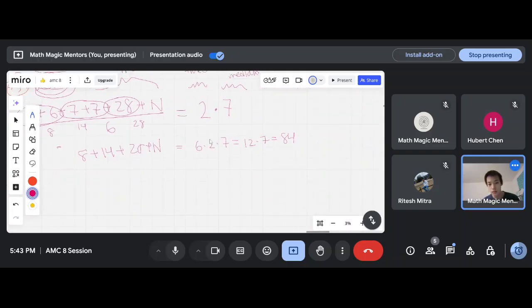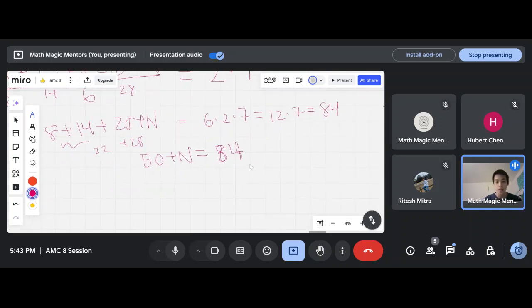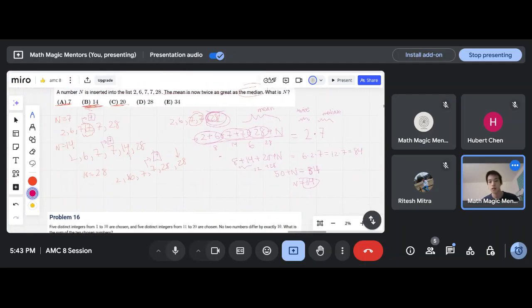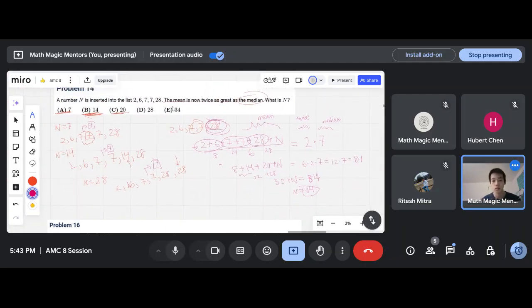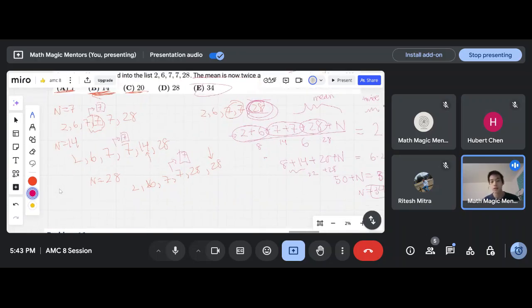8 plus 14 is 22, and then you add another 28. That gives us 50 plus n equals 84. Subtract 50 from both sides, you get n equals 34. And that's your answer. So n equals 34 is our answer.